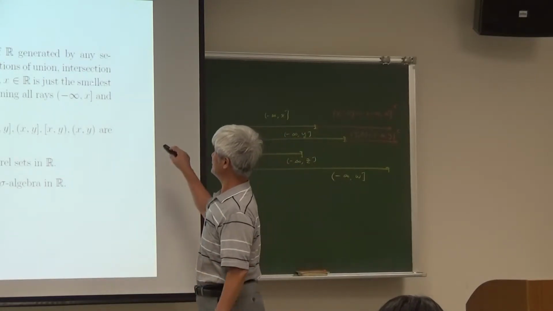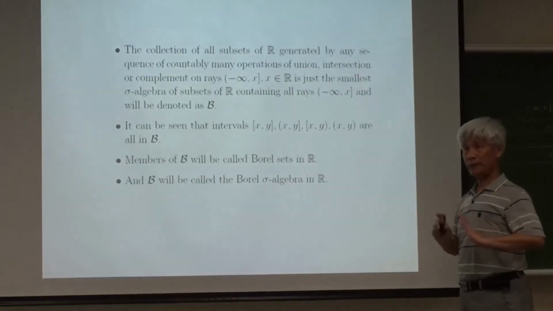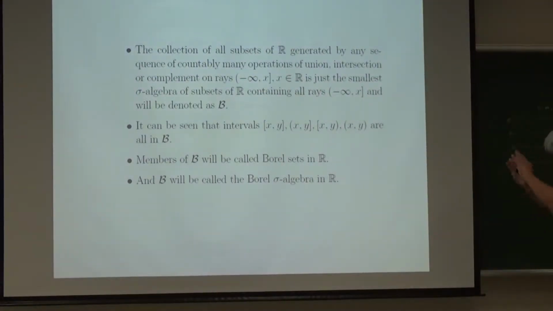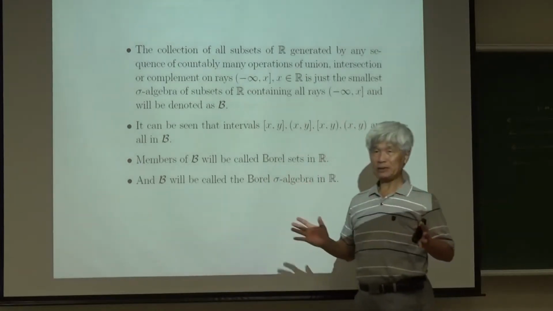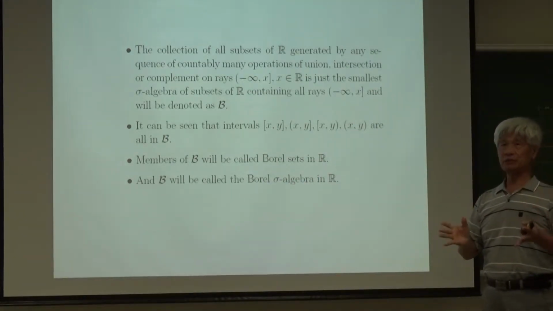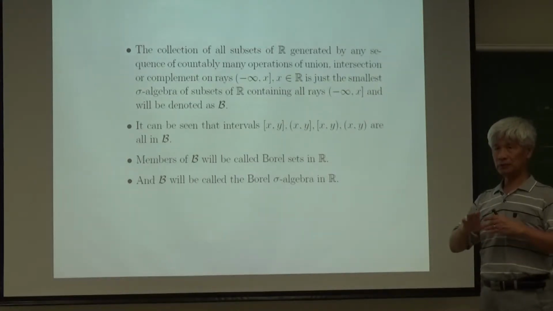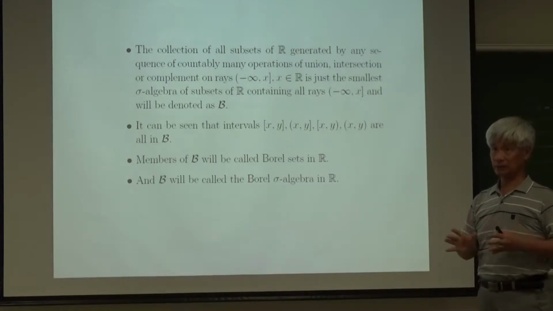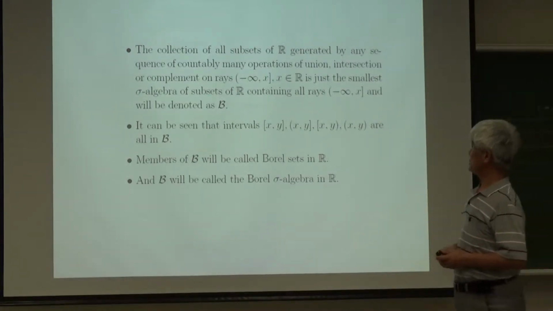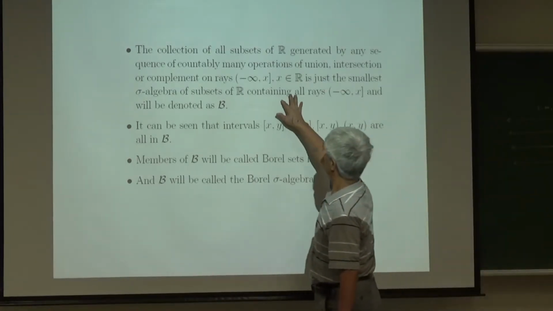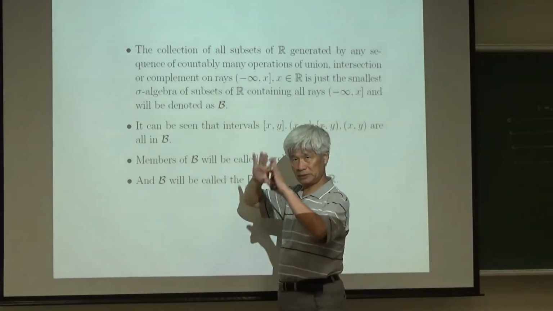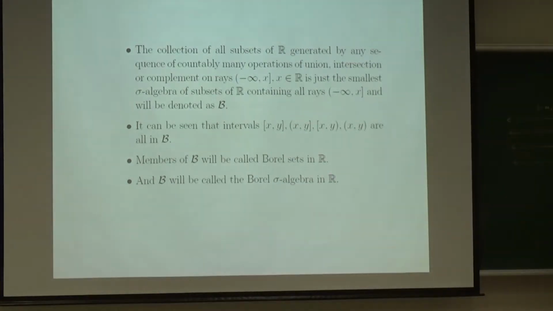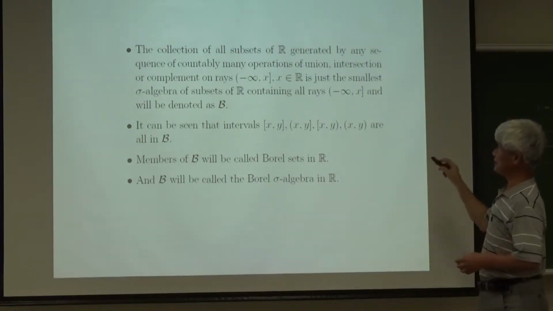It is actually the smallest sigma algebra of subsets of R. So when you put all these subsets together, it comes to a sigma algebra. And it is the smallest sigma algebra, because in any sigma algebra, you can do complement, you can do intersection, you can do countable union, okay? So you generate all of these things, okay? All right. And so this collection will be denoted as B, all right? So when you generate all these subsets of the real line, you form the smallest sigma algebra.